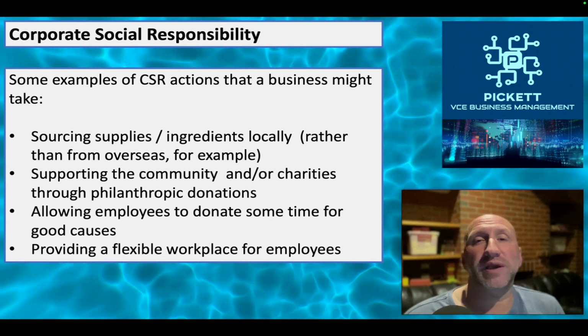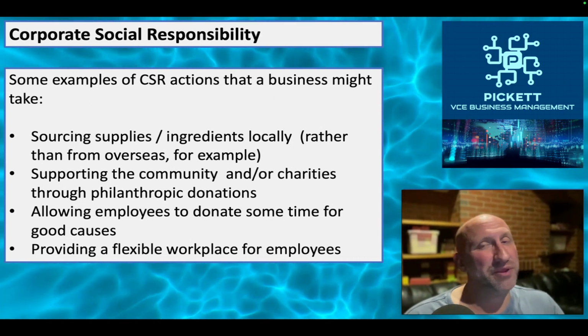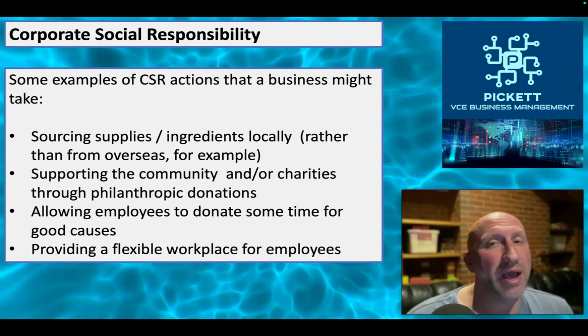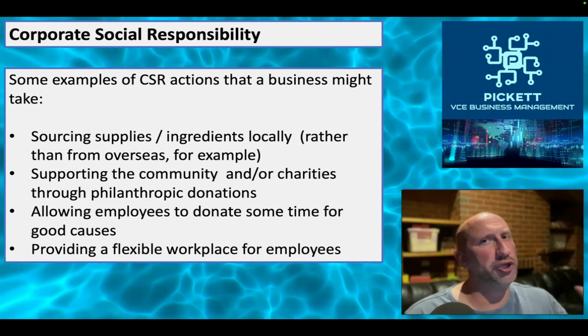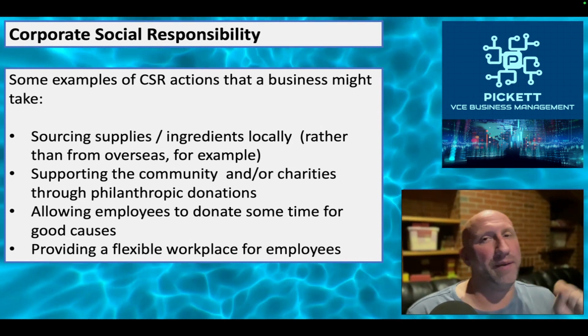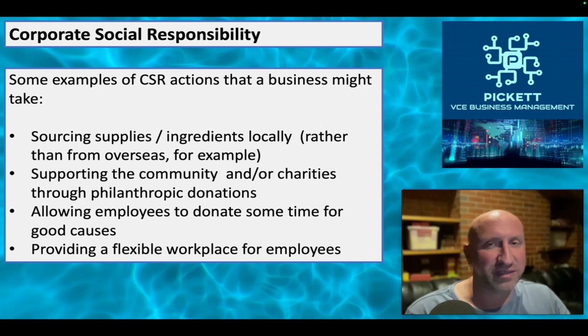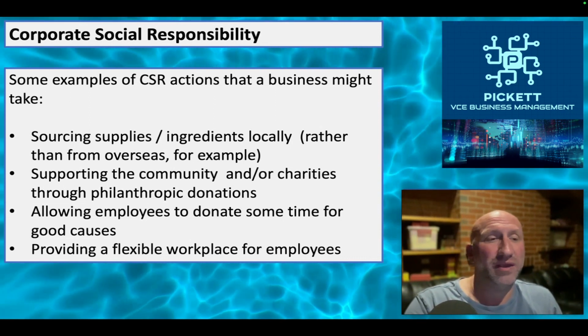Providing a flexible workplace for employees. Okay, that's again something we'll look at in a bit more detail later on in the course, and that's a huge one, particularly post-COVID. So that's something we'll definitely be talking about a bit later on.